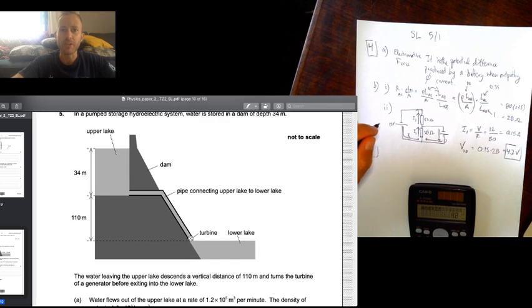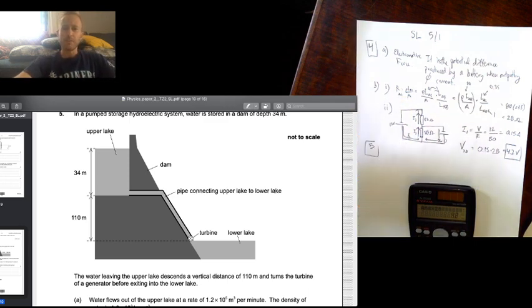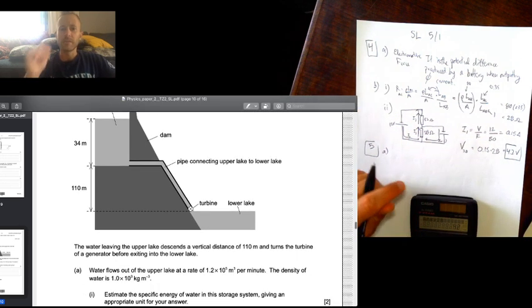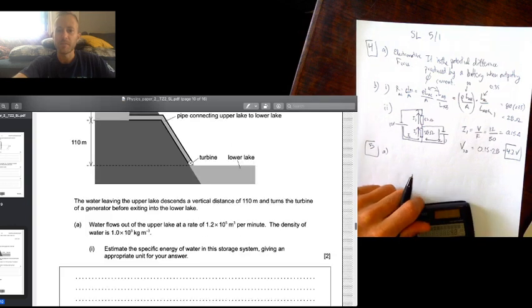Wow, that's really not drawn to scale. 34 meters and 110 meters are the same distance. Water leaving the upper lake descends a vertical distance of 110 meters and turns the turbine of a generator before exiting into the lower lake. Water flows out of the upper lake at a rate of 1.2 times 10 to the 5th cubic meters per minute. The density of water is 10 to the 3rd kilograms per cubic meter.